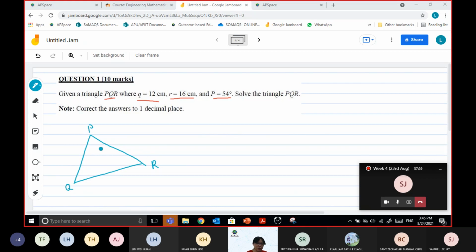Okay, so for this triangle PQR, the opposite of the vertex P is the side p. Then the opposite of the vertex R is r equals 16, and the opposite of Q is 12, so q is 12 supposed to be here. Okay, my mistake, this one is p, which is unknown. Regarding the angle, P is 54, so that means here is 54 degrees.